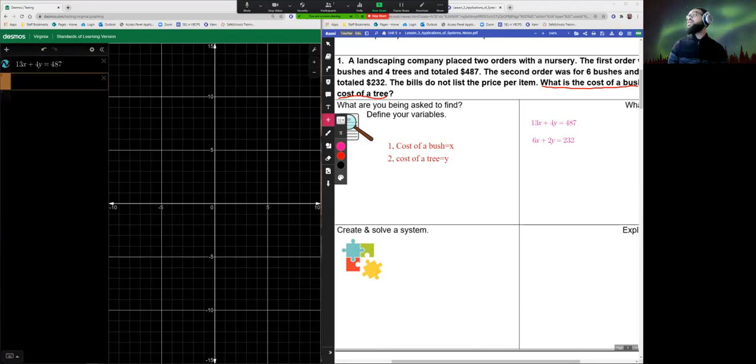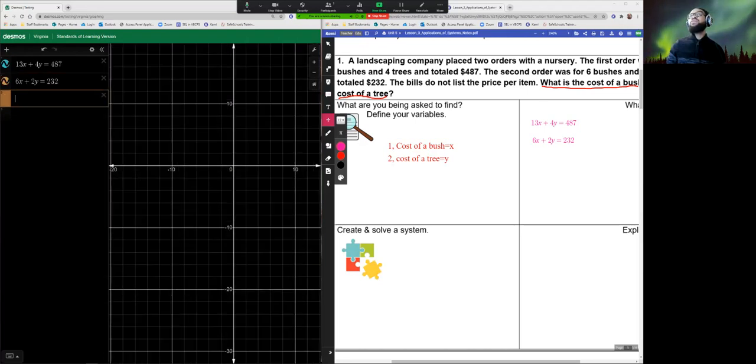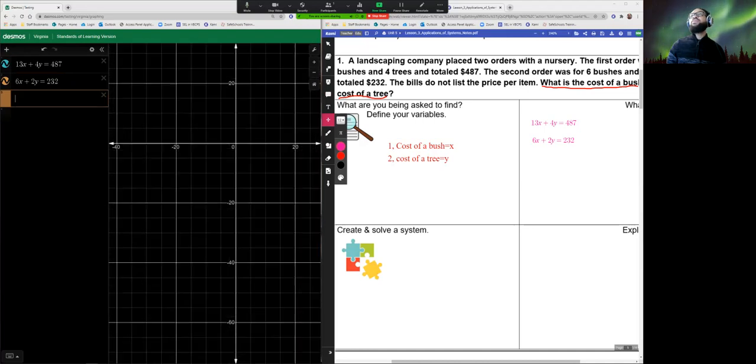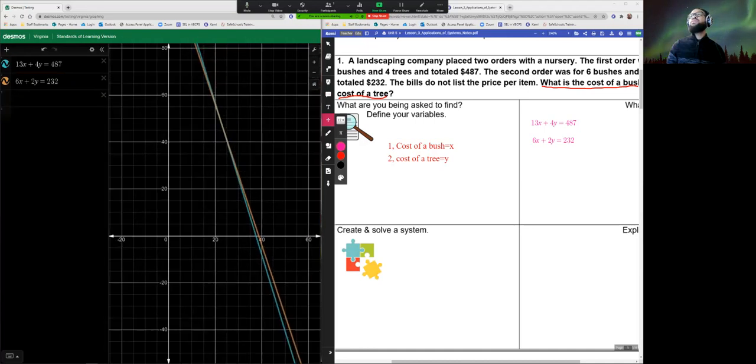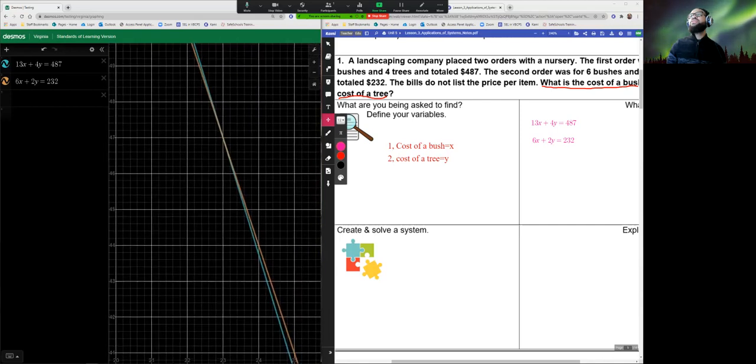And secondly, we have 6X plus 2Y equals 232. So 6X plus 2Y equals 232. All right, so now we've got these 2 equations in, and I actually don't see them, so I'm going to zoom out a little bit. There we go. We see that they intersect. It looks like it's about right here. All right, they intersect about right here. And so since this is where they intersect, I have this ordered pair, (23, 47).